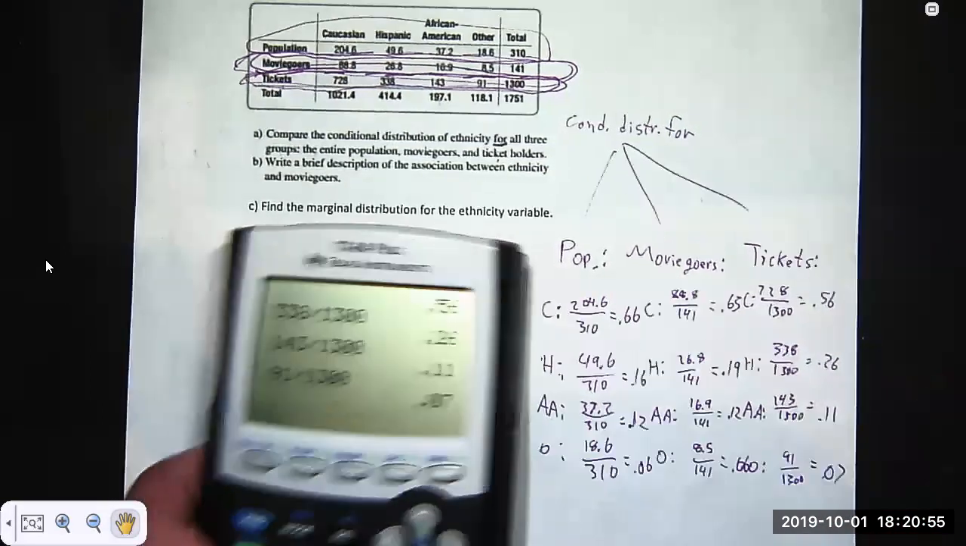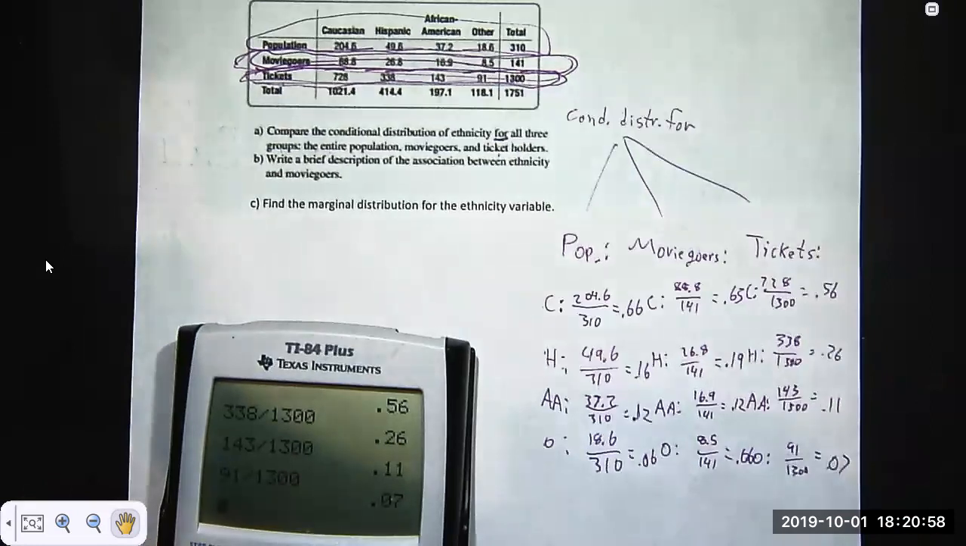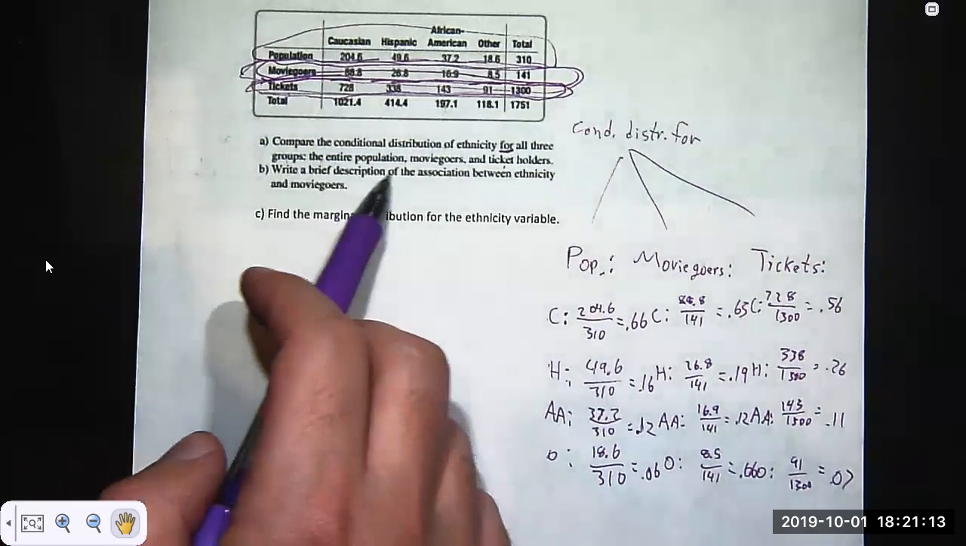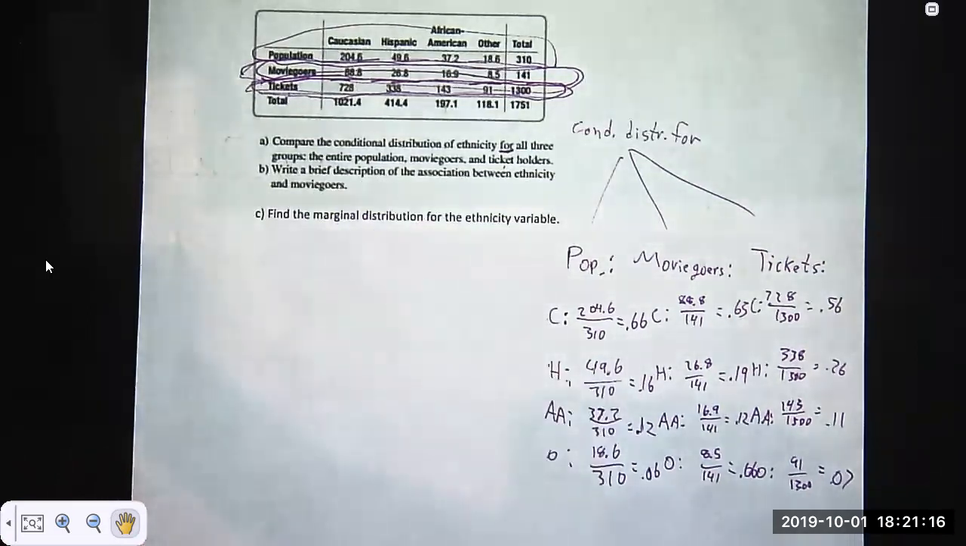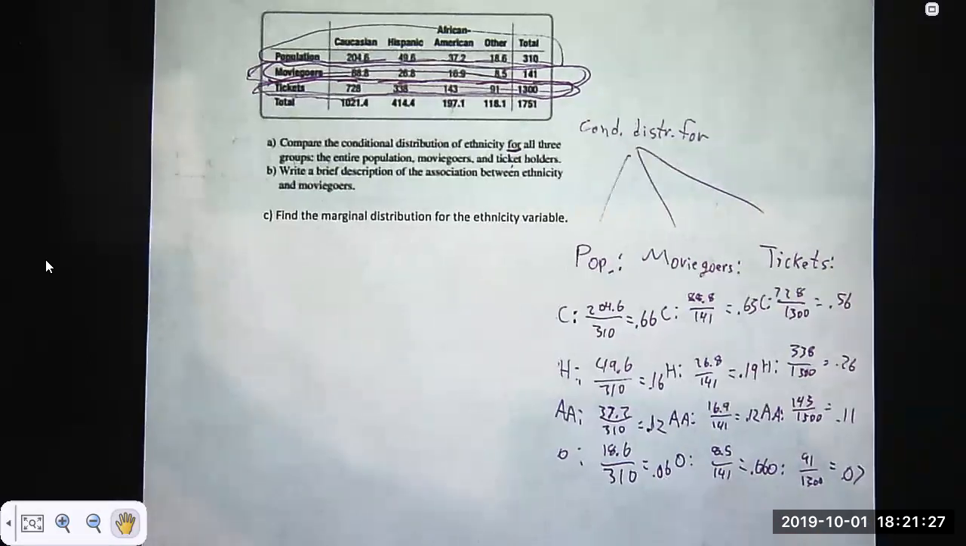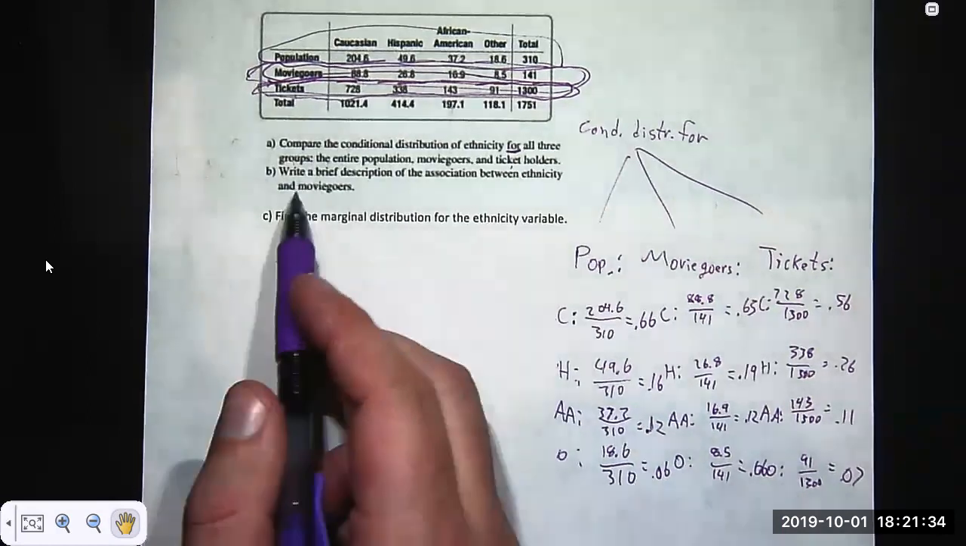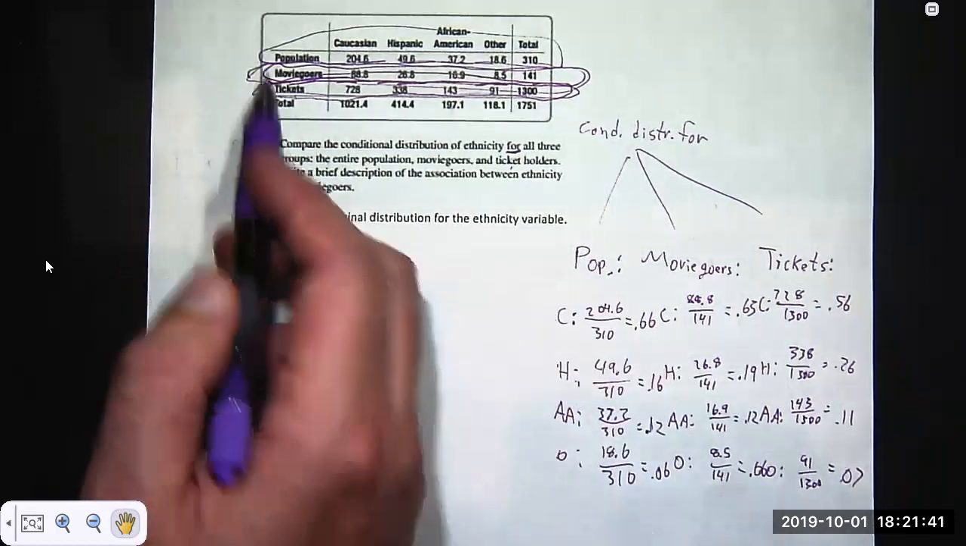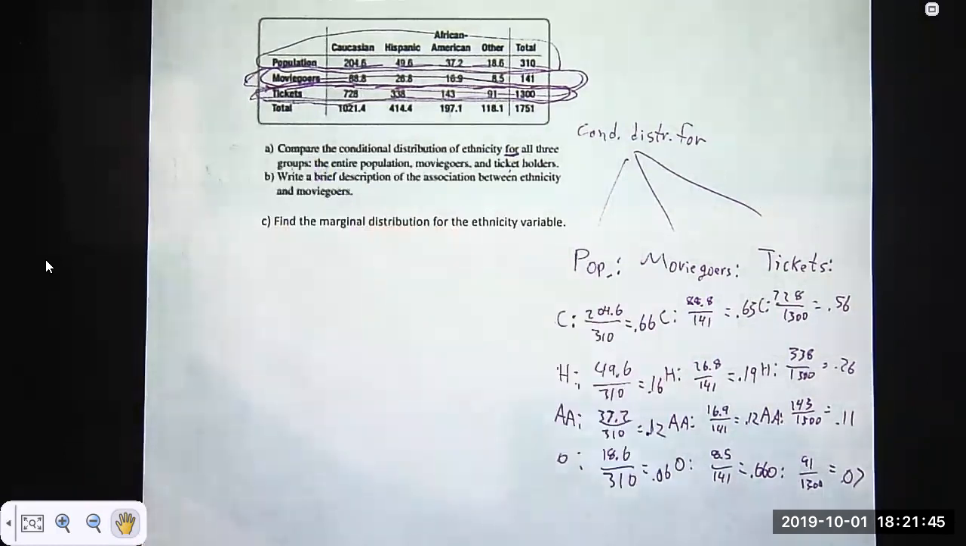And then I want to draw the segmented bar chart since we have all this information here. Because we want to write a brief description of the association between ethnicity and moviegoers. You could write them as percentages as well. So I think when they say moviegoers here, they mean the variable over here. So like about the demographics of the moviegoers.